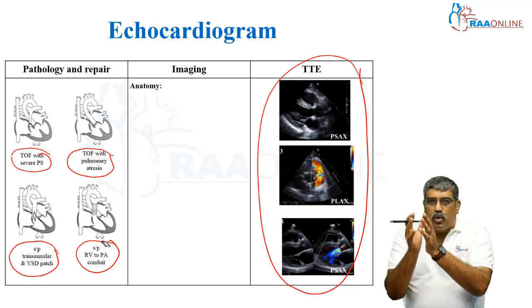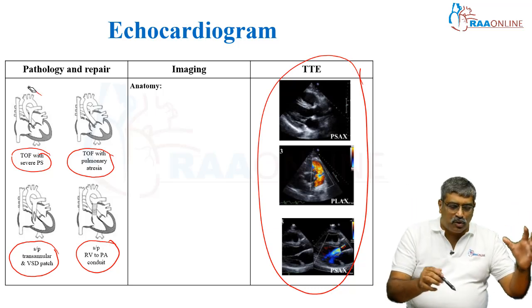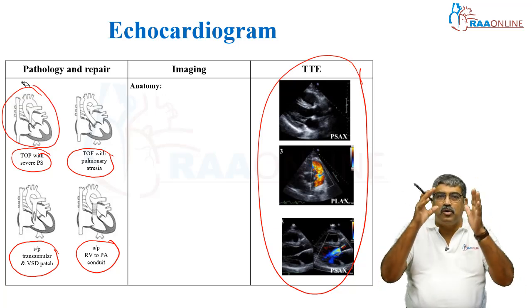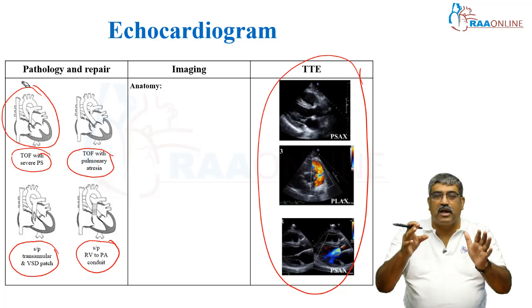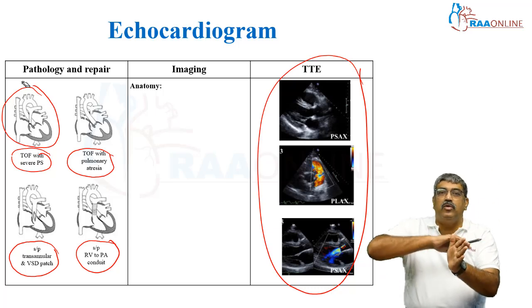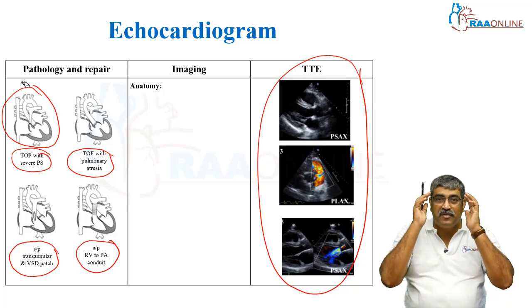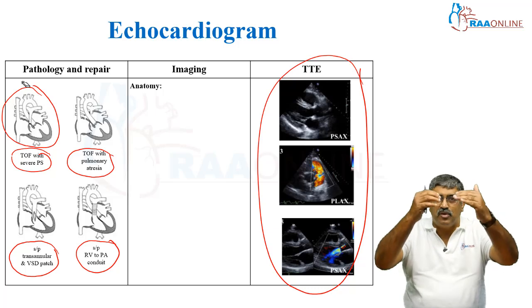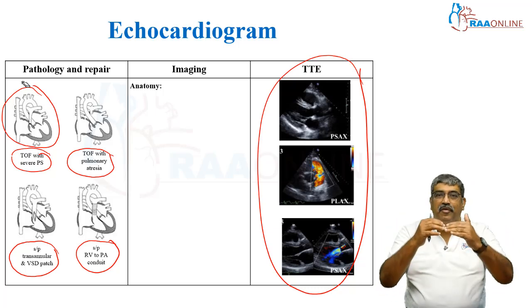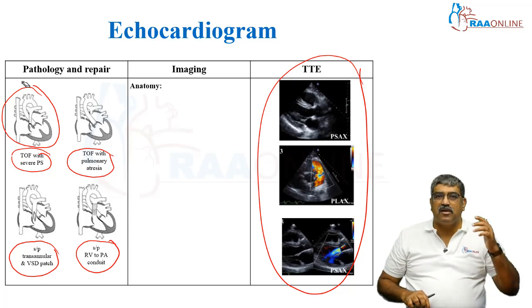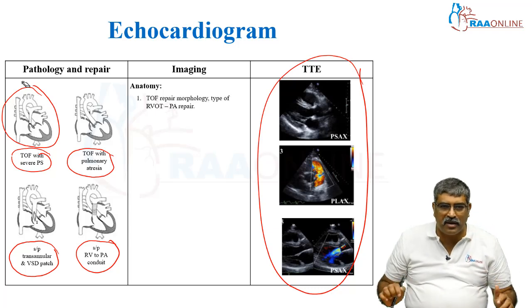So, whenever you do an echocardiogram, you should have a visual anatomy. You should draw a diagram and you should have an assessment of how the circulation will be, what steps have been done, and how the circulation will change. That is very, very important. So, whenever an echocardiogram is there, you should have a sequence of various steps and where to look at each point.